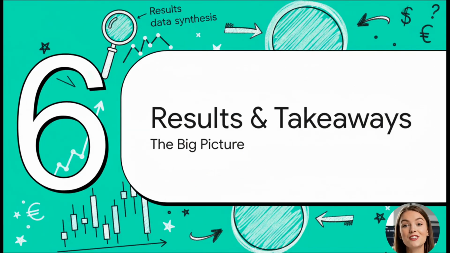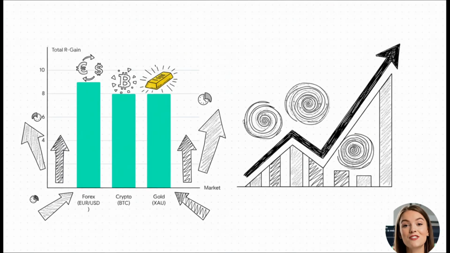All right, we've gone through the theory, we've looked at the individual tests. Now it's time to zoom out and put all this data together to see the big picture. This bar chart tells a really powerful story. Just look at how consistent it is. Even though these markets all behave so differently, the strategy kicked out very similar returns: 9R in Forex and 8R on both crypto and gold. That's a pretty compelling visual right there.